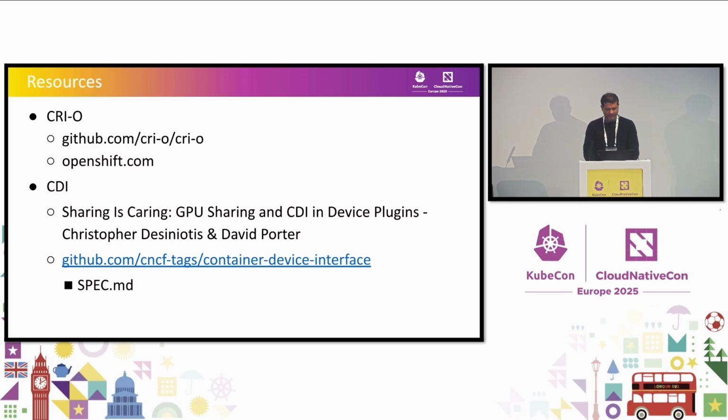With that, if you want more resources, if you want to understand more about CRI-O, you can go to this GitHub repository, CRI-O. We also happen to have CRI-O as a default in OpenShift. About CDI, there's a very good talk by Christopher and David on GPU sharing and CDI device plugins. That will help you understand even more how this CDI came to be. And if you want to understand more about the actual CDI interface itself, they have their own GitHub page, and I would recommend that you read the spec if you are interested in that.